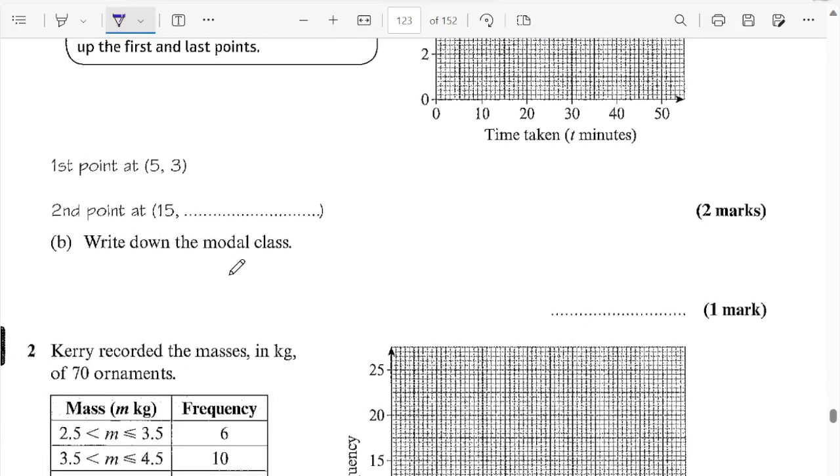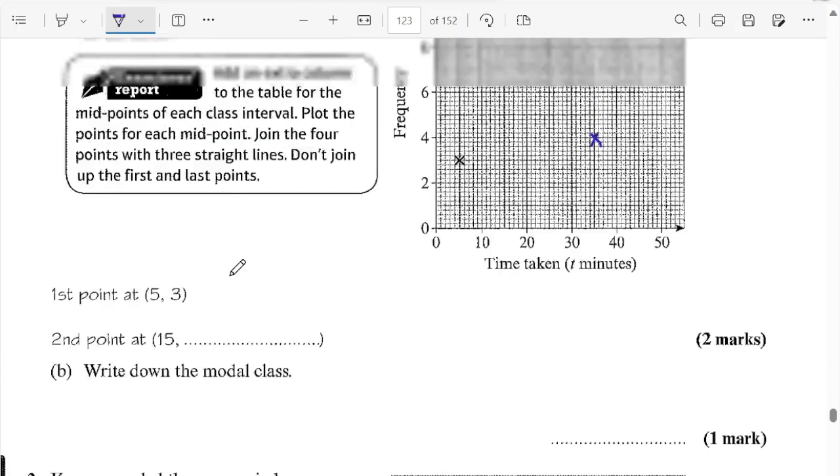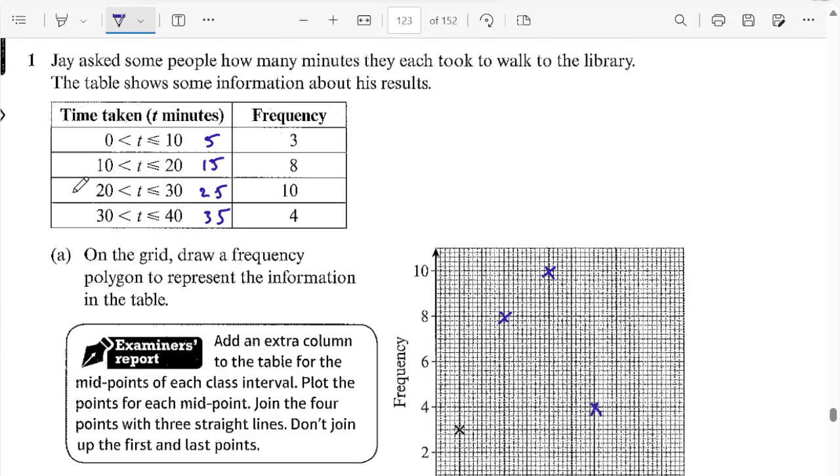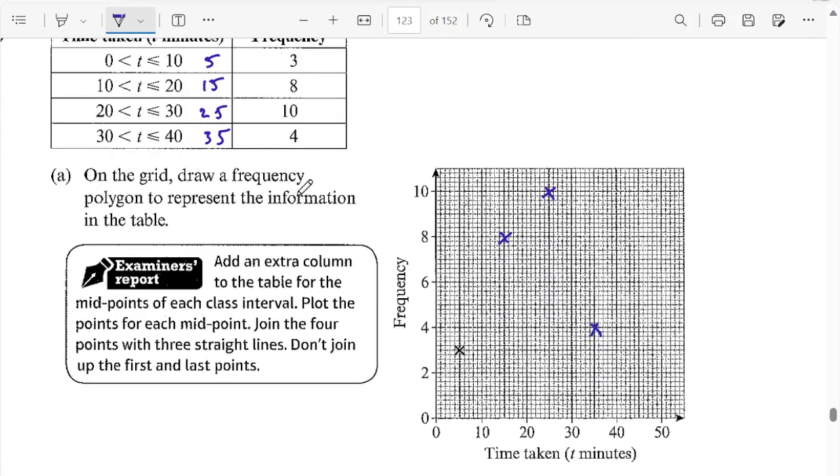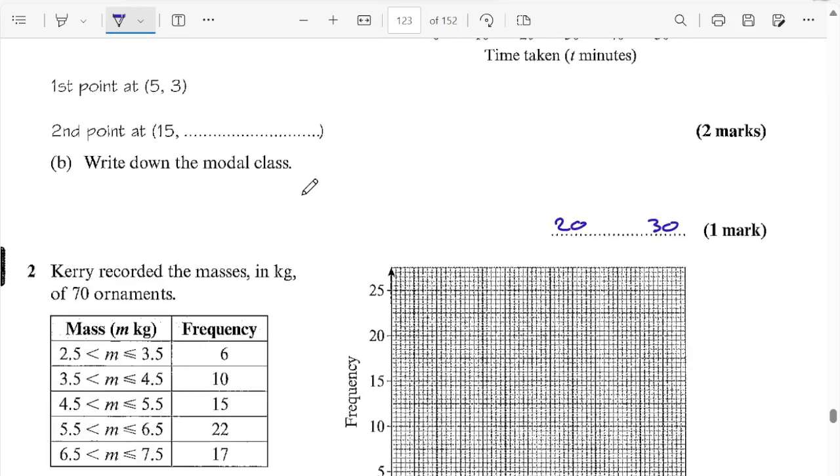Okay, write down the modal class. So that's the group that contains the most frequency. So that's going to be 20 to 30. Let's just check. It was 20 to 30. So there's our modal class.